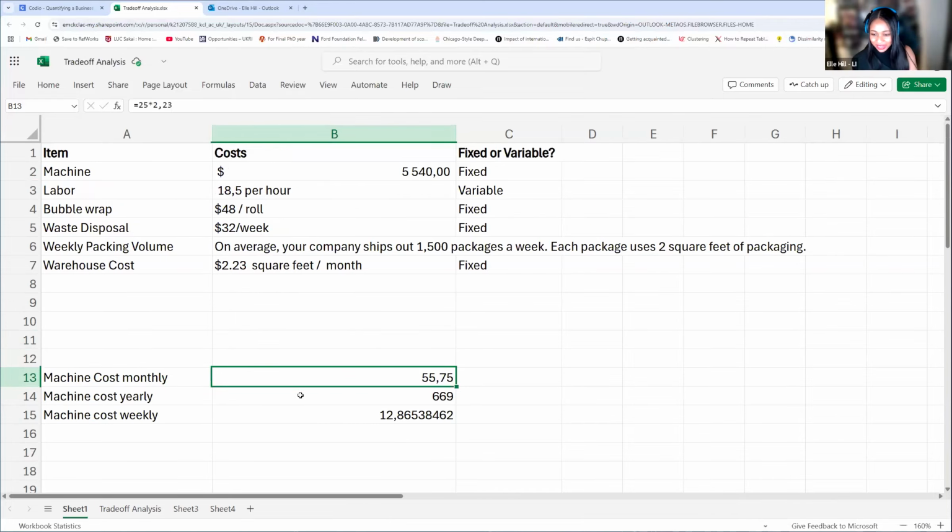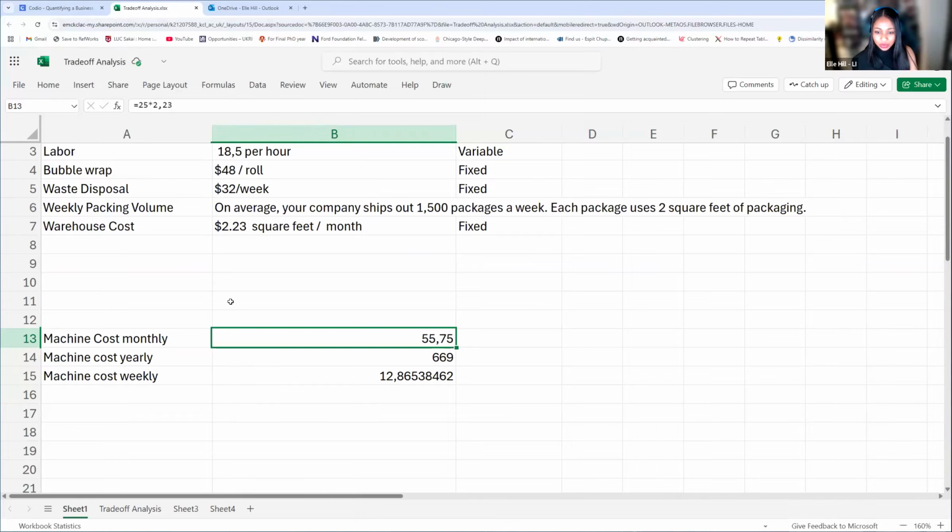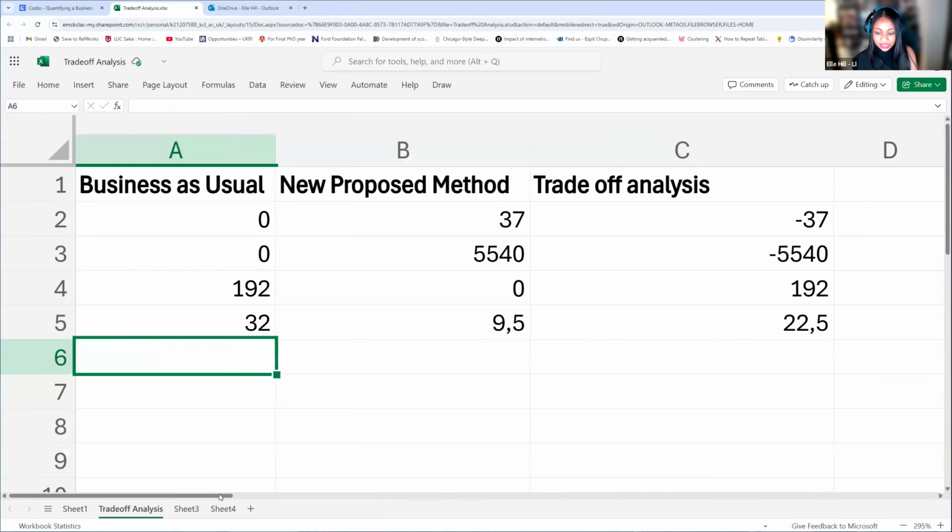So now let's do our trade-off analysis. So our business as usual. What is our business as usual for space for the machine? You guys are getting the hang of this. Amazing. You all are doing a great job. Exactly. It's zero because we don't have the machine. If we don't have the machine, then we don't have to store any space for it. We don't have to store it anywhere.